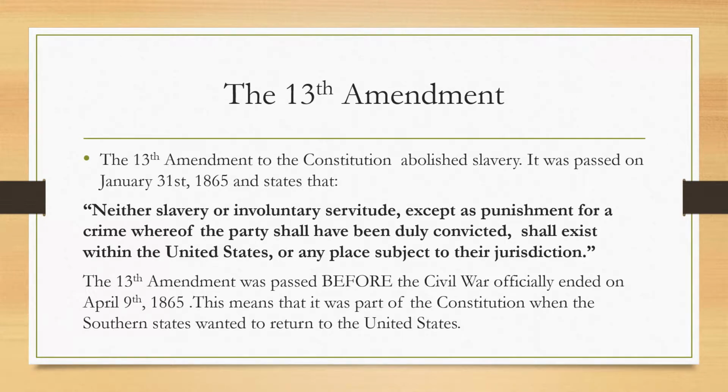In January of 1865, before the end of the Civil War, the 13th Amendment to the Constitution was passed. This is the amendment that abolished slavery. It stated in part that neither slavery nor involuntary servitude, except as punishment for a crime whereof the party shall have been duly convicted, shall exist within the United States or any place subject to their jurisdiction. So slavery was officially ended in the United States.